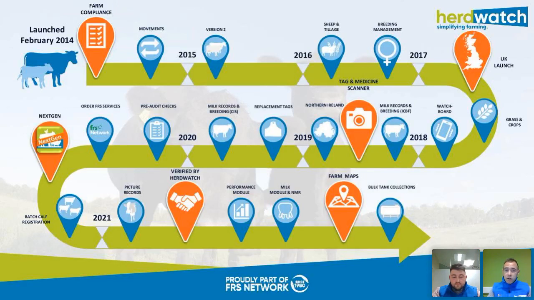We've added batch calf registration for our farmers in Ireland and up north. We've added verified by Herdwatch when you're buying and selling animals through Done Deal. And even in the past couple of months, we've added our milk module and our farm maps. And obviously, you can now add in your bulk tank collections as well if you're dairy farming.